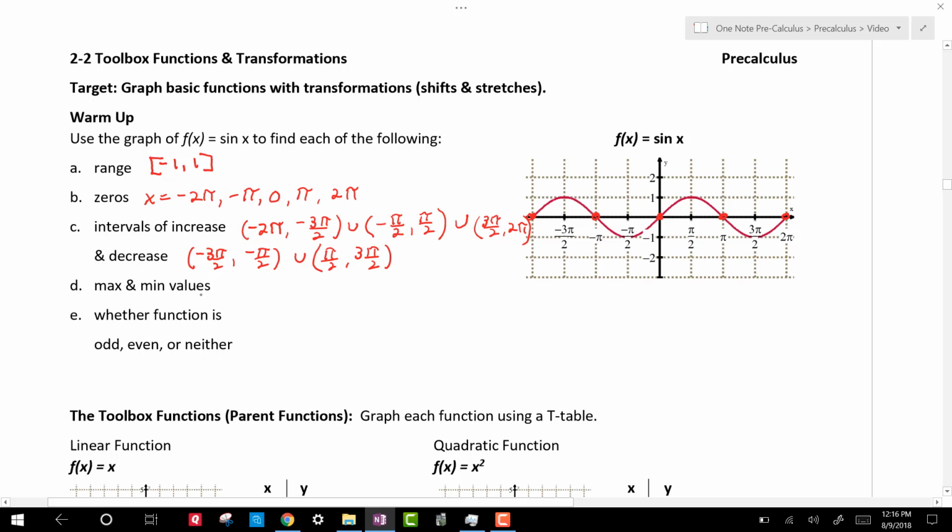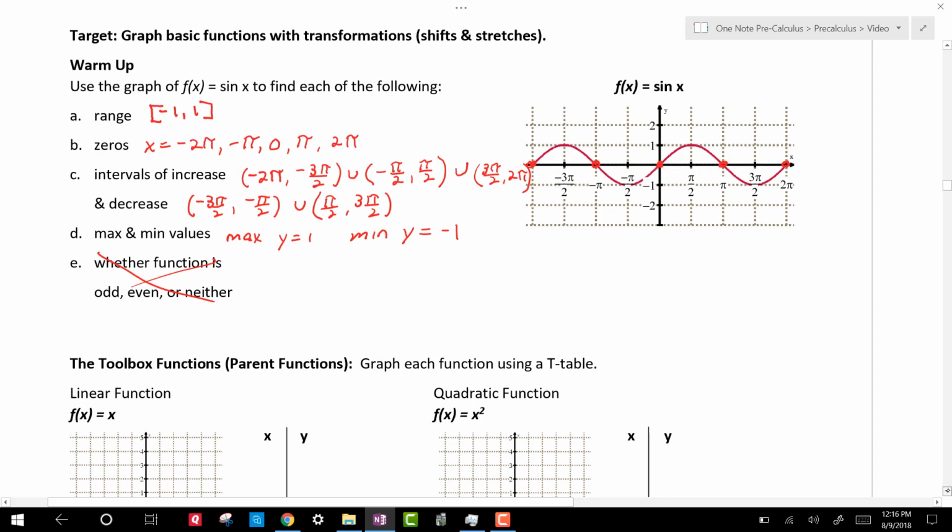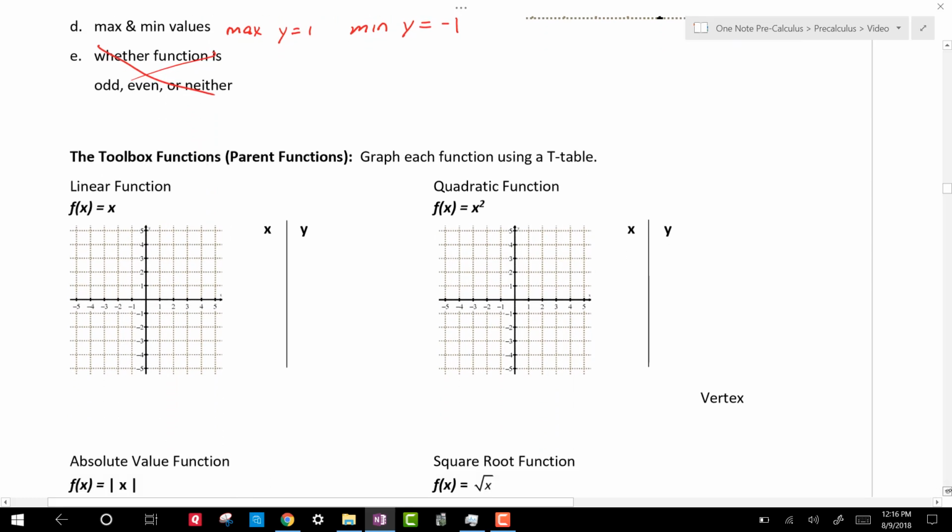The maximum and minimum values, well, we've kind of already talked about that with the range. The highest this graph ever goes is, so max is y equals 1, and min is y equals -1. All right, don't worry about odd even, we haven't talked about that. All right, so just a little review. Today we're going to talk, like I said, about toolbox functions.